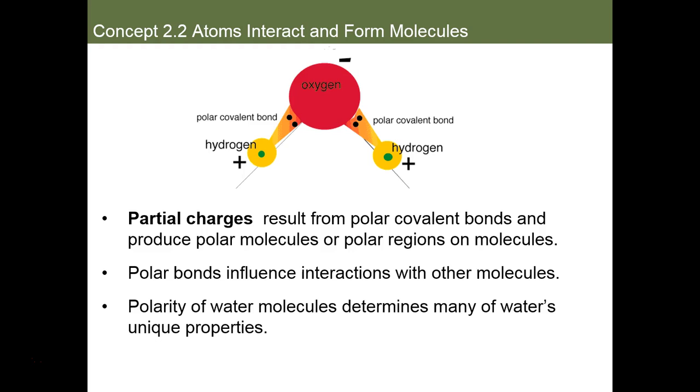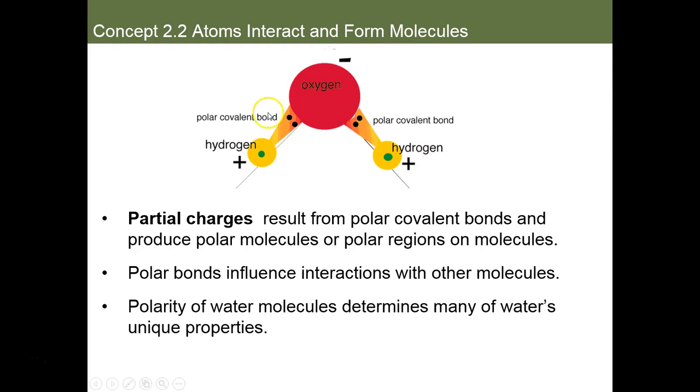In polar covalent bonds, the unequal sharing of electrons creates partial charges between the atoms. There are positive and negative regions. These are called polar regions. Polar covalent bonds influence interactions with other molecules because of these partially charged regions. Water is a polar molecule, where the polarity is responsible for many of water's unique properties.